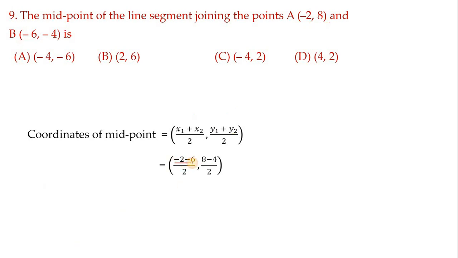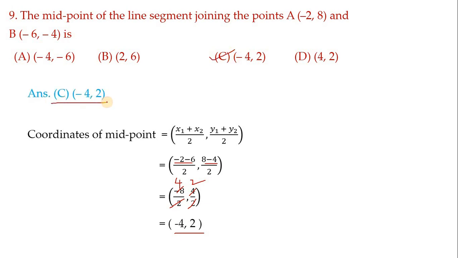Answer for this now: minus 2 minus 6 is minus 8. 8 minus 4 is 4. Now let us cancel here, 2 ones and 2 fours, and similarly here 2 ones and 2 twos. So we have got minus 4 and 2. So which option is correct now? Option C. Move on to the next one, children.